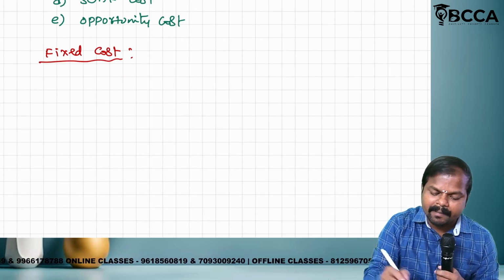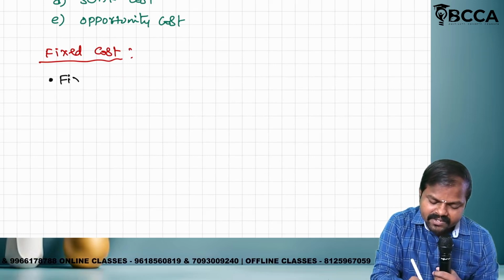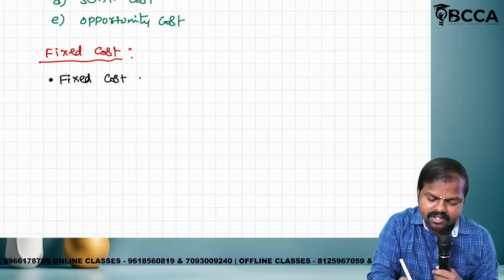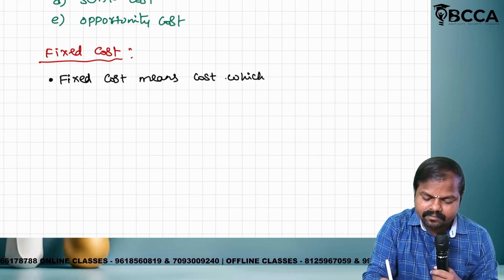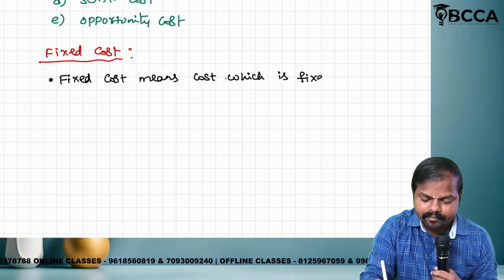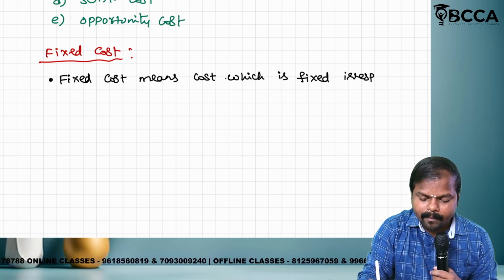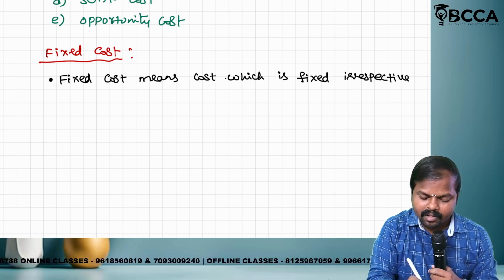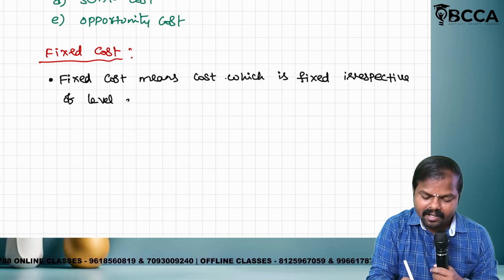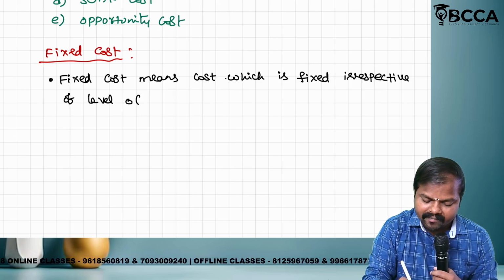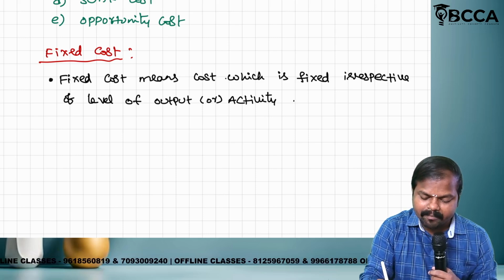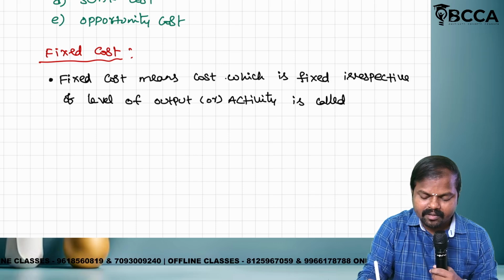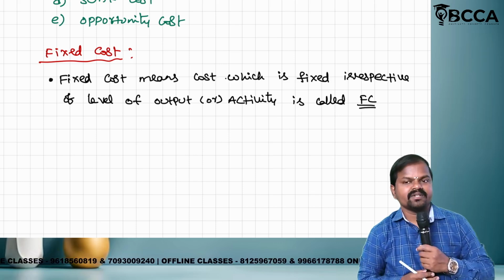Now tell me, what is meant by fixed cost? Fixed cost means cost which is fixed irrespective of level of output or level of production activity is called fixed cost. Is it clear?